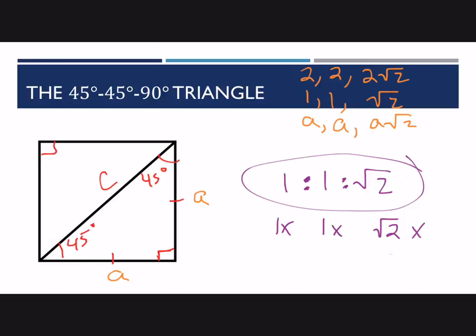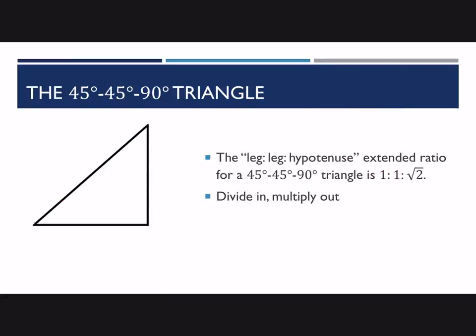The side lengths could maybe be 5 and 5, and then this third one would be 5 square root 2. Okay, so the extended ratio for a 45, 45, 90 triangle is 1, 1, square root 2, and it has to go in that order: leg, leg, hypotenuse. Okay, so a couple different ways to solve.